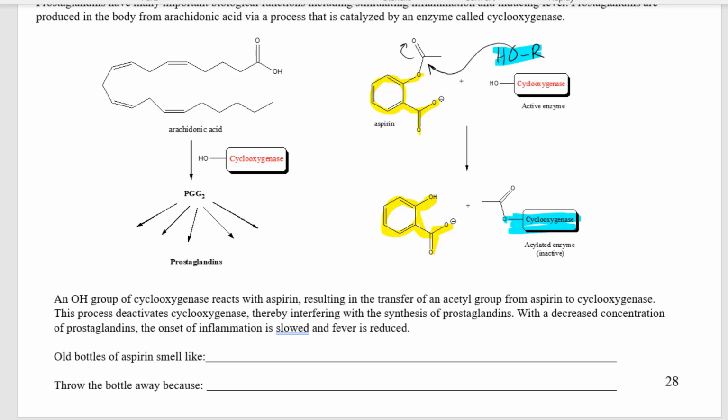On a side note, this is kind of cool. The OH group of the cyclooxygenase, right, since that's necessary in order for this to happen, the OH needs to react with the carbonyl, right? If you've ever heard, to open a bottle of aspirin and smell it to see if it's still good, this has a lot of truth to it. So old bottles of aspirin, do you know what they smell like? They smell like vinegar. Which is acetic acid. So why should you throw a bottle of aspirin away if it smells like vinegar?